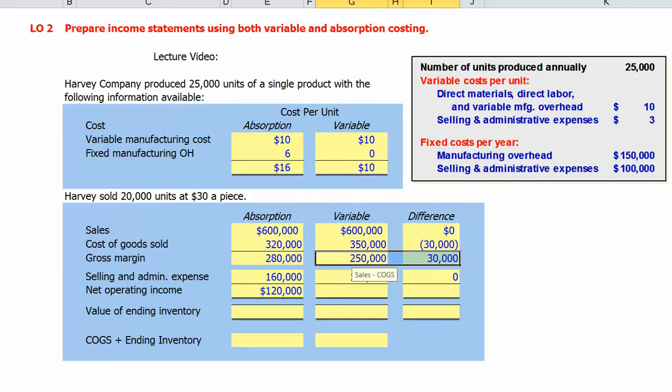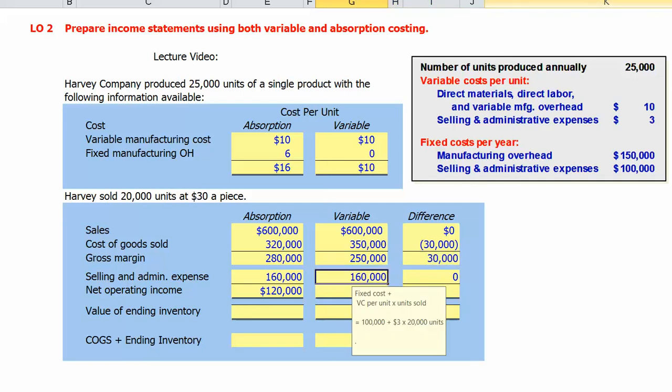The gross margin, again, is simply our sales minus our cost of goods sold. And since our cost of goods sold was higher by $30,000, we'll have a difference in our gross margin of $30,000 as well. And again, the selling and admin expenses are the same under both the absorption and variable costing. Our net operating income is the gross margin of $250,000 minus the $160,000 in selling and admin expenses. The difference in net operating income is $30,000.